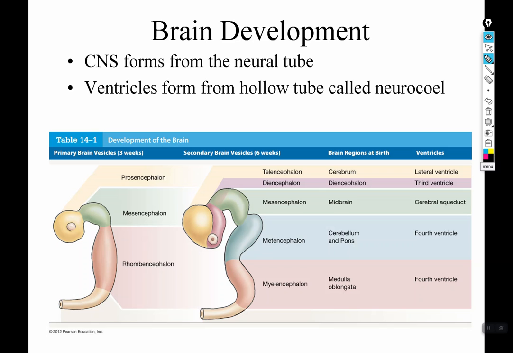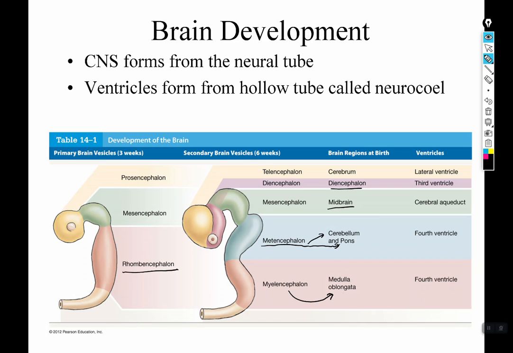As you can see, neither here nor here is it at all wrinkly, like the cerebrum you see at birth. One of the things that this tube does in order to develop is fold in on itself many, many, many times over as it grows and develops. And that is how we get the wrinkly cerebrum we see today. The mesencephalon of the primary brain vesicles becomes the diencephalon and the midbrain. And the rhombencephalon becomes the metencephalon, which gives rise to the cerebellum and the pons, and the myelencephalon, which gives rise to the medulla oblongata.